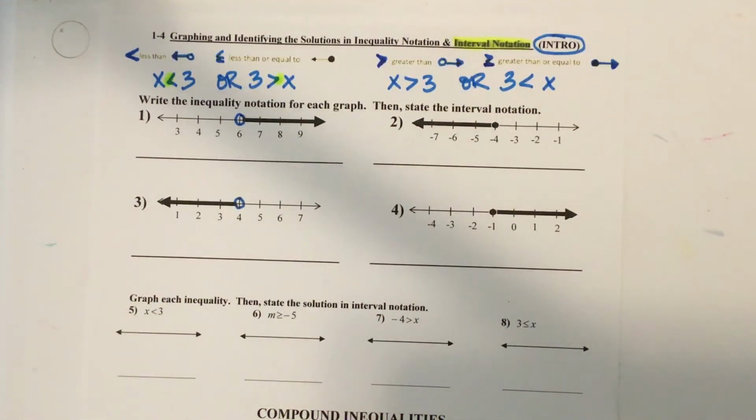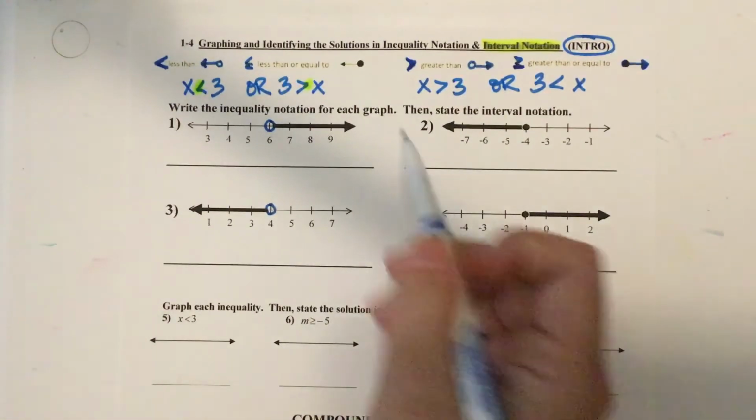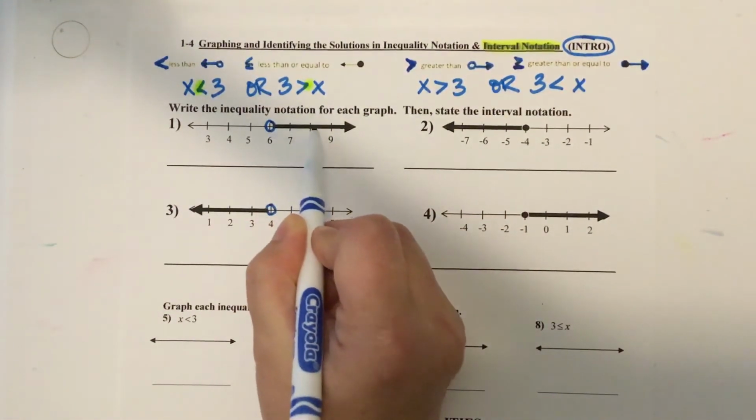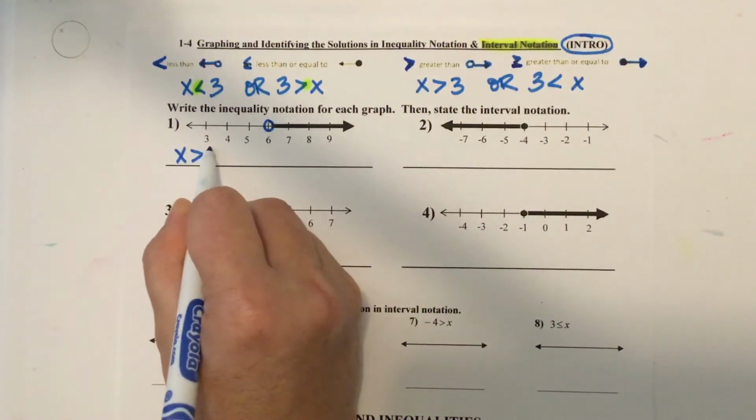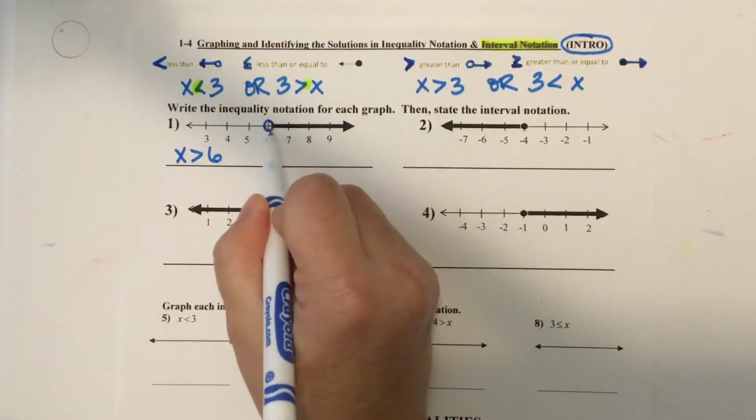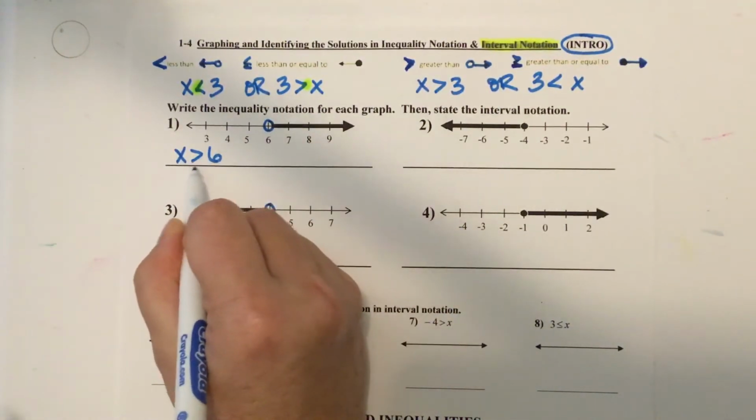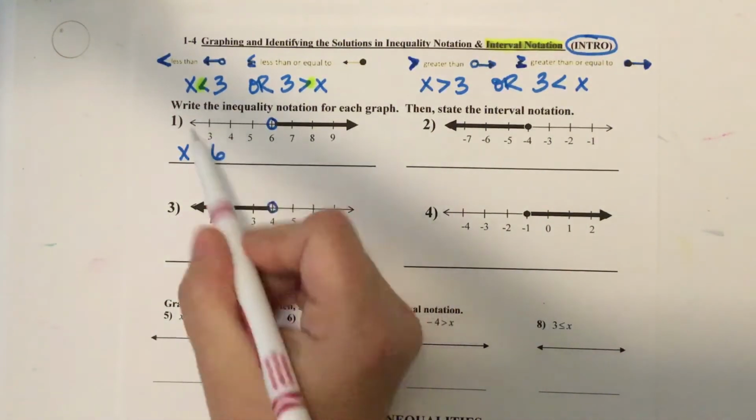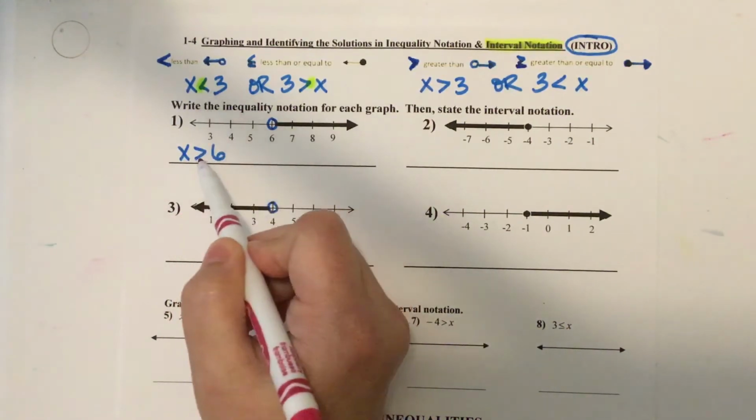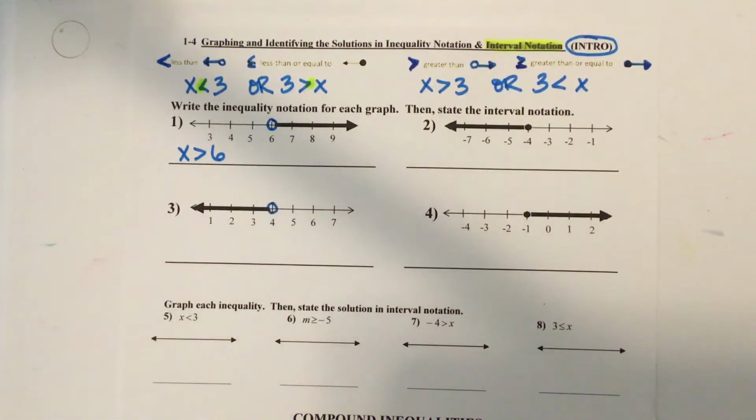Okay, so for these next pictures, we are going to write the inequality notation, and then what's new to you, the interval notation. All right, so these numbers that are shaded, they're bigger than 6. So I say x is greater than 6. Because it's an open circle, I don't put an equal sign. Okay, so that is the inequality notation. These greater thans and less thans are called inequalities, so that's inequality notation.